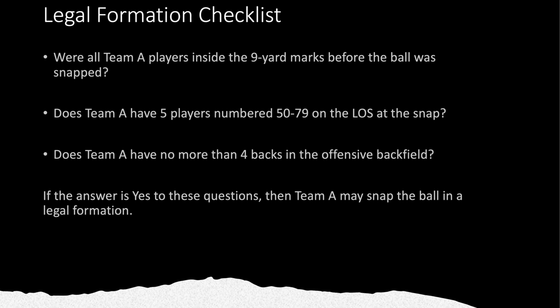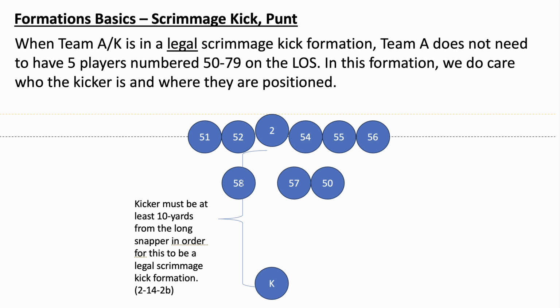So that was specific to scrimmage plays. Now let's look at scrimmage kicks. We have 2 types of scrimmage kicks. The first one is a punt formation. When the kicking team is in a legal scrimmage kick formation lined up for a punt, Team A does not need to have 5 players numbered 50 to 79 on the line of scrimmage. In this formation, however, we do care who the kicker is and where they are positioned. In order for this to be a legal scrimmage kick formation, the kicker must be at least 10 yards from the snapper.